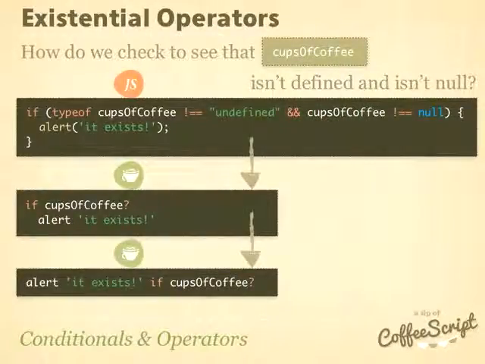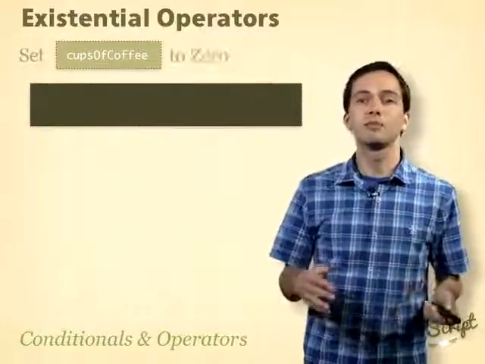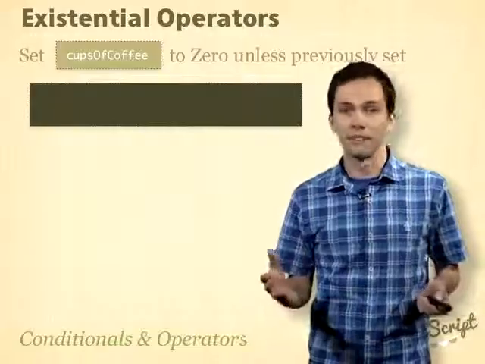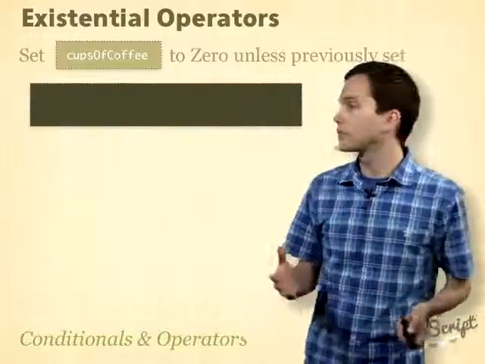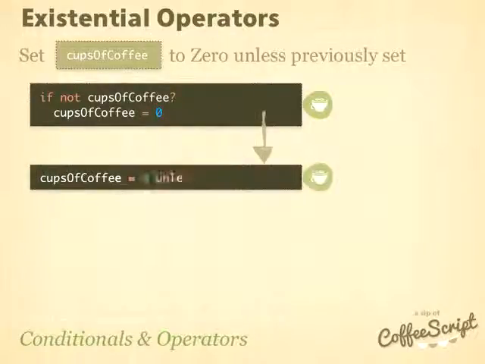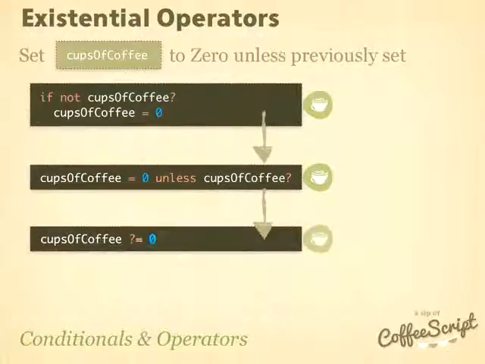These two lines are pretty much the same, or really the CoffeeScript compiles into that JavaScript. We could also write this on a single line if we wanted to, just by writing alert it exists if cups of coffee. What about when you want to set a variable to a default value if it hasn't been set yet, if it's null or it hasn't been defined yet? Well, with the knowledge we have so far, you could do it like this, or if you wanted to, you could do it in a single line. However, there's an even better way to do this in CoffeeScript. You can simply do cups of coffee question mark equals 0. So if it isn't defined or if it's equal to null, it's going to set it to 0.